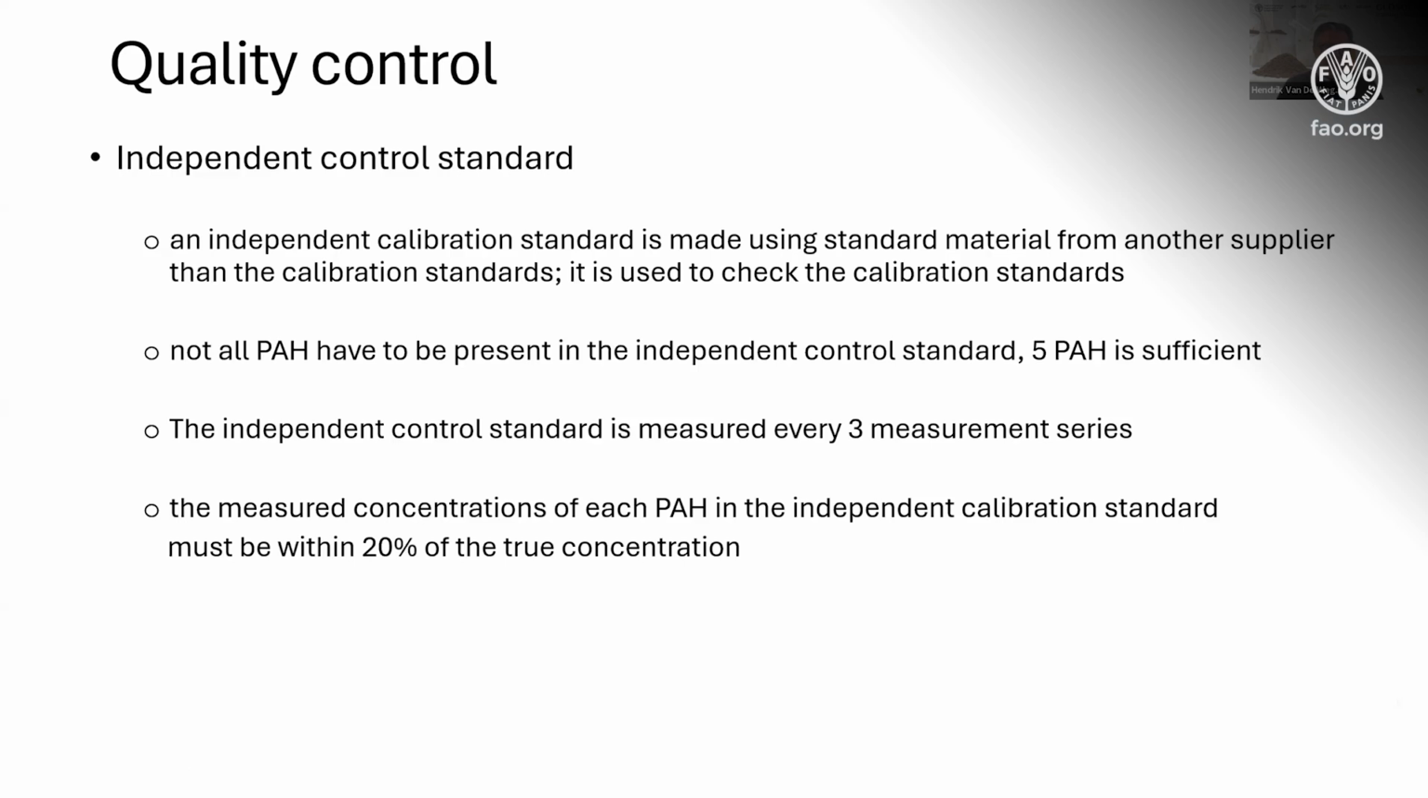Not all the PAHs have to be present, so we don't need to have all the 16 in this independent control. Sometimes it's difficult to find another supplier for all 16, so 5 PAHs is sufficient. The independent control standard is measured every 3 measurement series, and the concentrations of each PAH in this independent calibration standard must be within 20% of the true concentration.